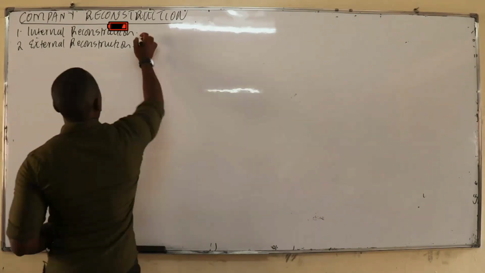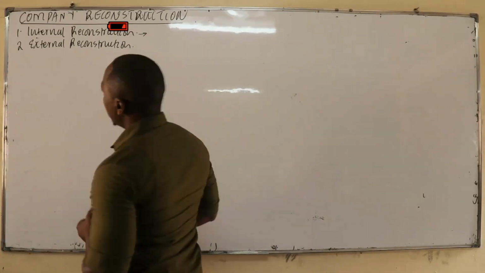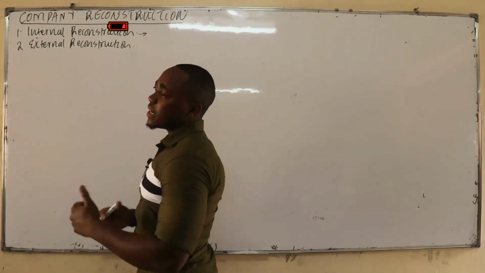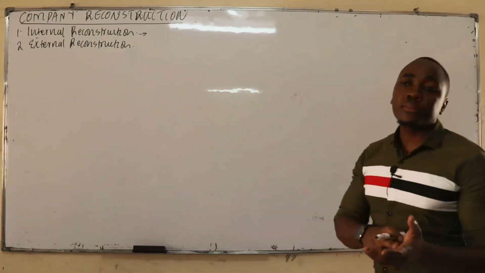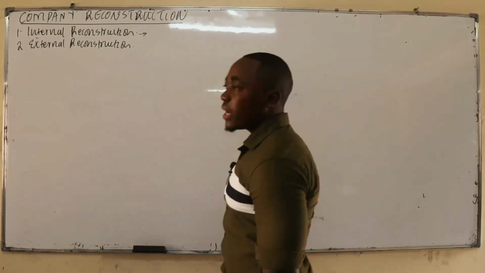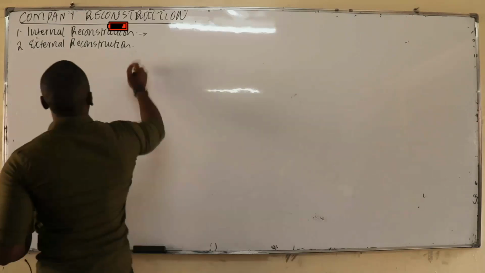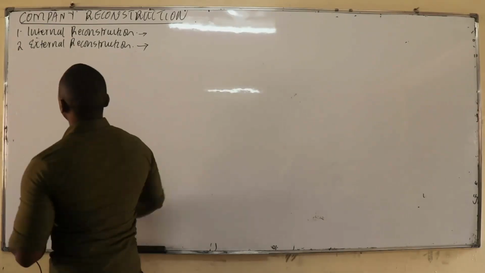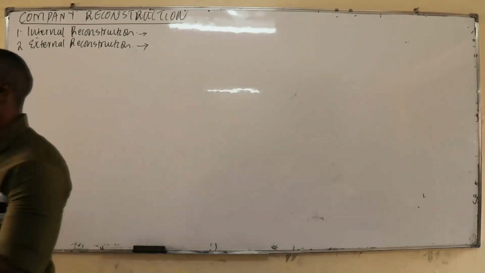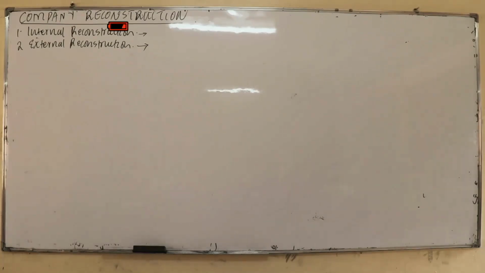Just to explain the difference: for internal reconstruction, the company is not liquidated. You just make the necessary capital changes without liquidating the company. So in this case, the debt holders and the shareholders sacrifice their claim so that they can save the company. But for external reconstruction, they give up and need to liquidate the company. This is where the company will be transferred or taken over by a new company.